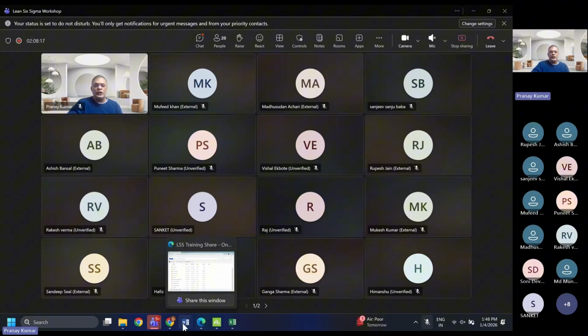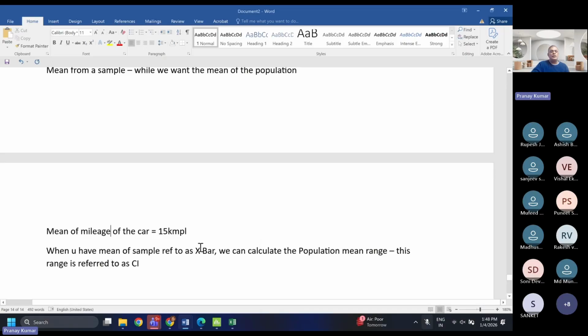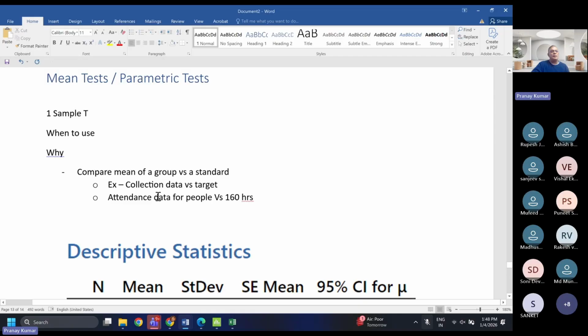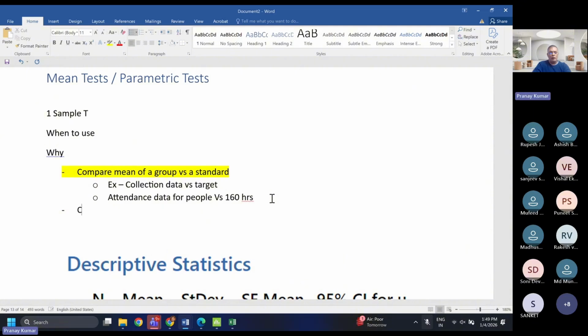तो उसी के लिए एक टेस्ट है जिसको हम कहते हैं वन सैंपल टी टेस्ट. व्हाई आर वी यूजिंग द वन सैंपल टी टेस्ट? One usage is that if you want to compare the mean of a group to a standard, or if you want to calculate the confidence interval of mean of a group.